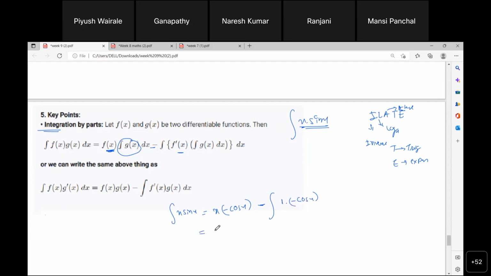To simplify it, minus x into cos x, minus of minus, so we get plus the integral of cos x dx. So that is minus x cos x plus the integral of cos x, which is sin x. Right? So plus c, the constant of integration. So that's how we evaluate integration by parts. Any doubt in this problem? Simple thing.